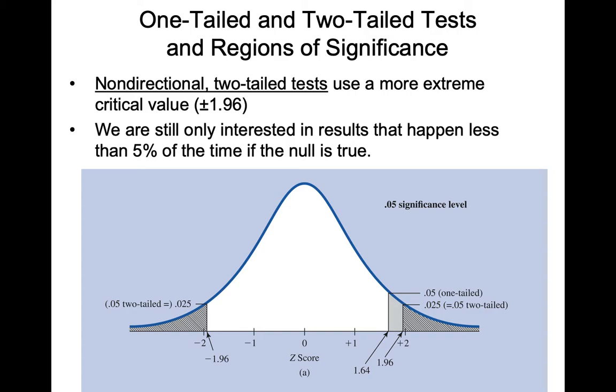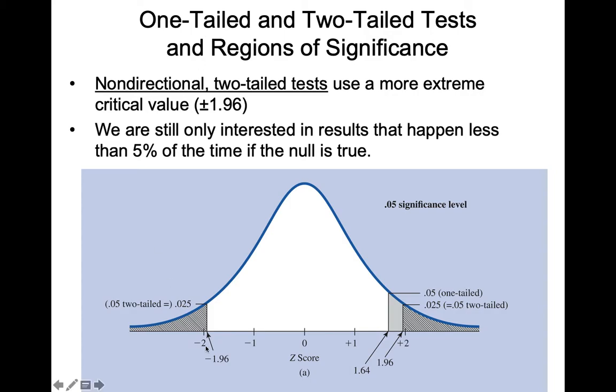So you'll notice that the non-directional two-tailed tests use a more extreme critical value of either plus or minus 1.96. We're still only interested in results that happen less than 5% of the time if the null is true. That is our threshold for statistical significance, otherwise known as the 0.05 significance level. Okay? Sample results that happen less than 5% of the time if we assume that the null is true and whatever we're doing has no effect.